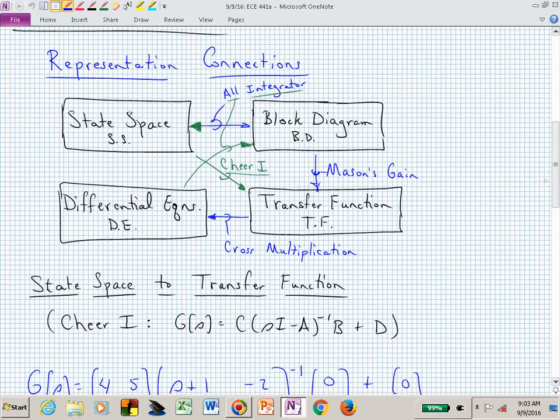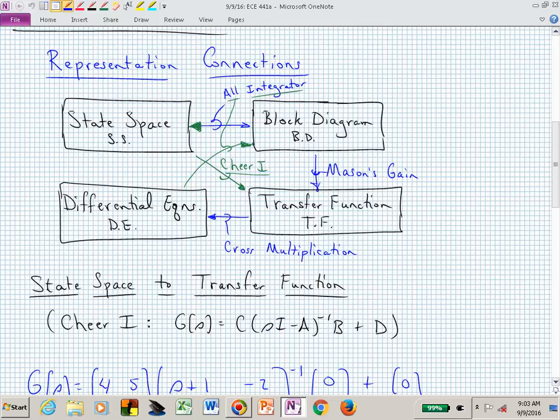Here are the different connections. This is a busy diagram, but I want us to be able to see these 4 different ways of representing a system and interconnecting or getting back and forth between these different representations.